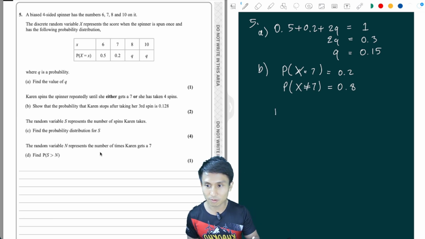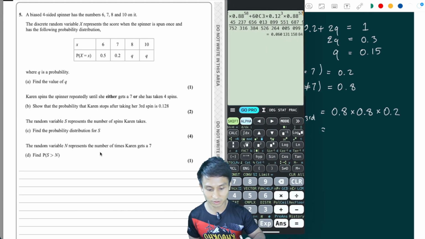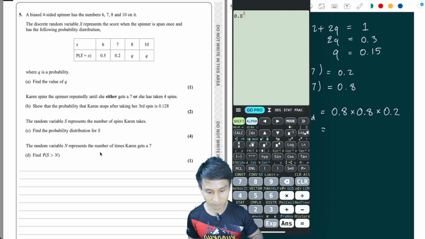So the probability of stopping after the third spin, so P stop at third is equal to, well, the first 2 are 0.8 and 0.8, right? Okay, and then the third spin is then a 7, which is 0.2. And I believe that should be 0.8 to the power of 2 times 0.2. There you go, 0.128 as required.